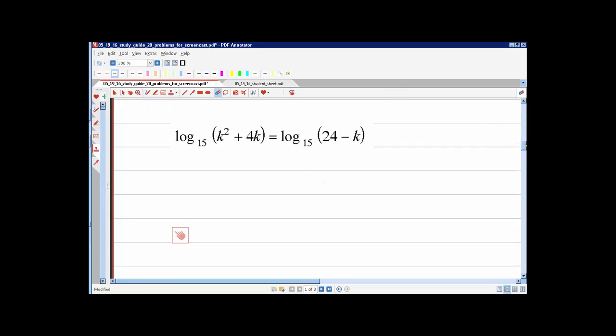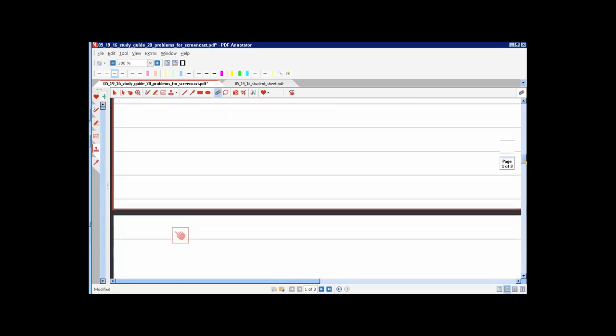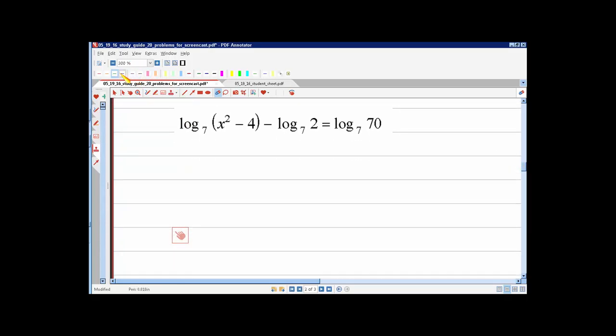Okay, the next kind of problem is where you have to condense first. You're still going to end up with log equals log, but you need to condense into a single log on the left side of the equal sign. When I have subtraction for two logs, that becomes division when I condense. So once I condense, I'm going to get log base 7 of x squared minus 4 over 2 equals log base 7 of 70.